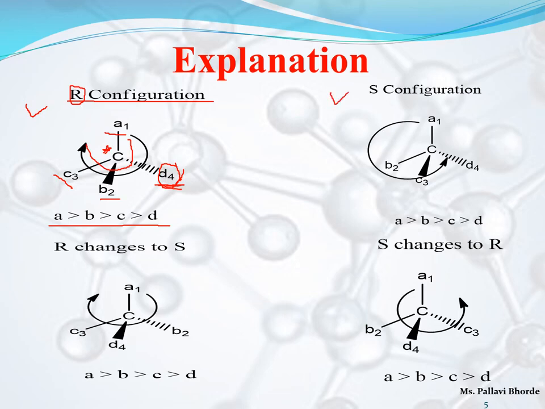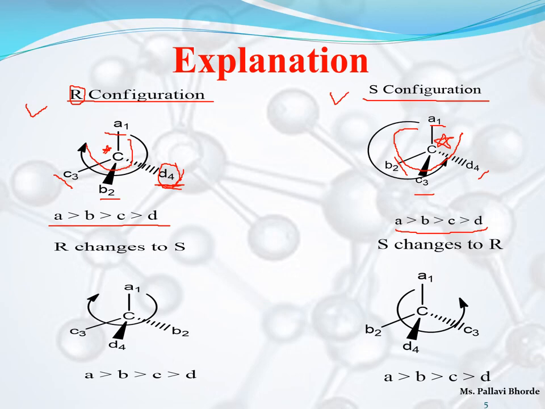Now look at this diagram. We are saying that it has S configuration. Again we will follow the CIP rule. The first step is to identify the chiral center. Yes, this is our chiral center because it is attached to four different groups. These groups are A, B, C, D, and here we have their priority order. So according to this priority order, A will get first rank, then B, then C and then D. Then we are going to draw an arrow going through 1, 2 and 3. Now look at the direction of the moving arrow. It is moving anti-clockwise. So the answer can be S.